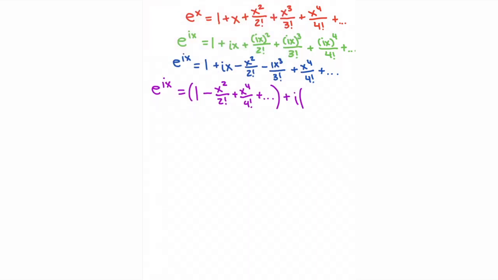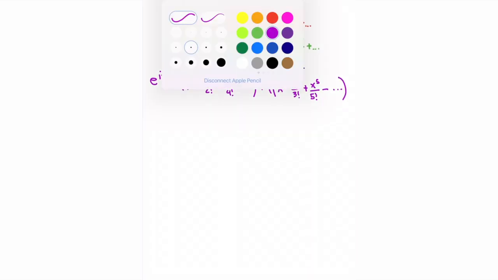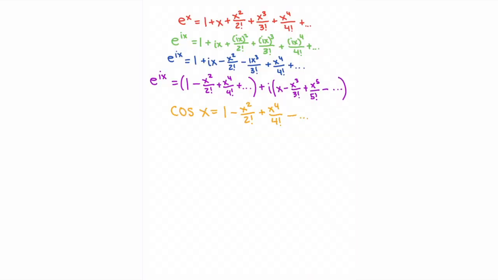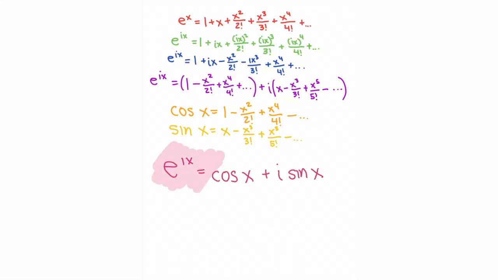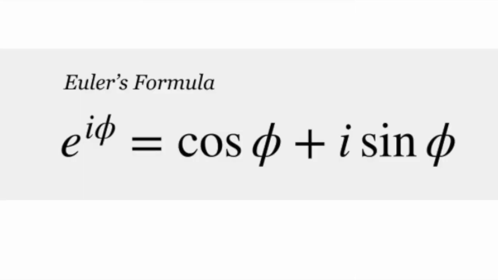and miraculously he realized that the two groups were actually the Taylor series for cosine and sine. He thus concluded that e to the ix equals the cosine of x plus i times the sine of x. And that's the story of Euler's formula, but we aren't done yet.